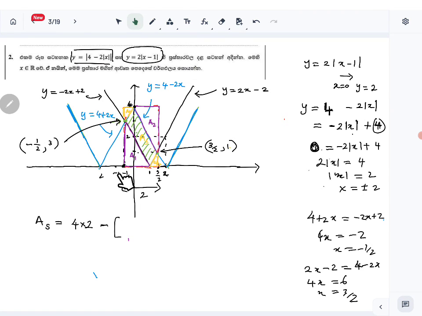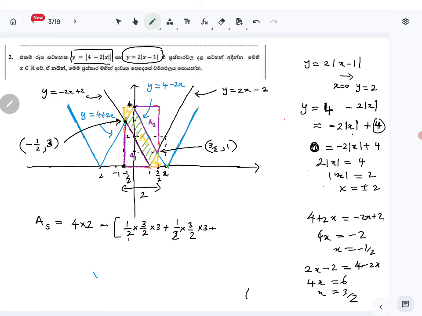So this A1 is what? Minus half to 1 is... half into base, what is the base? Base is 1.5 or 3/2. Height is what? This point is 3, so height is 3. Plus let's look at the A2 area now. That one also, base is 3/2, no? Half into 3/2. Height is what? This coordinate is 4. This one is 1. So 4 minus 1 is 3.